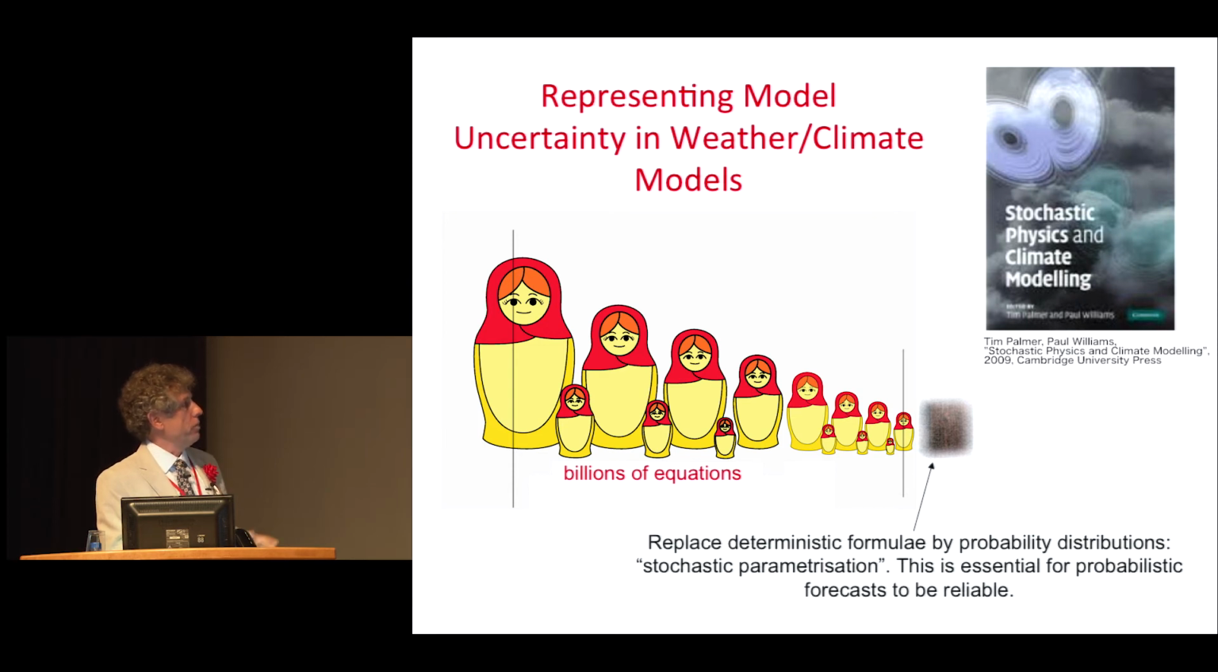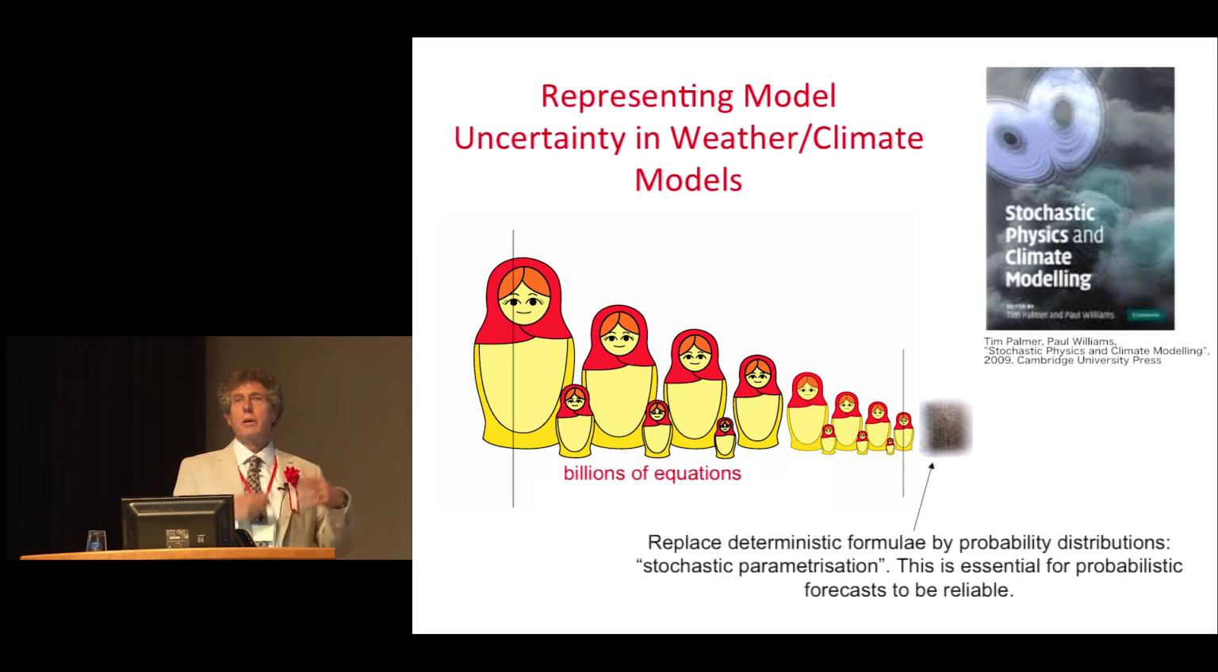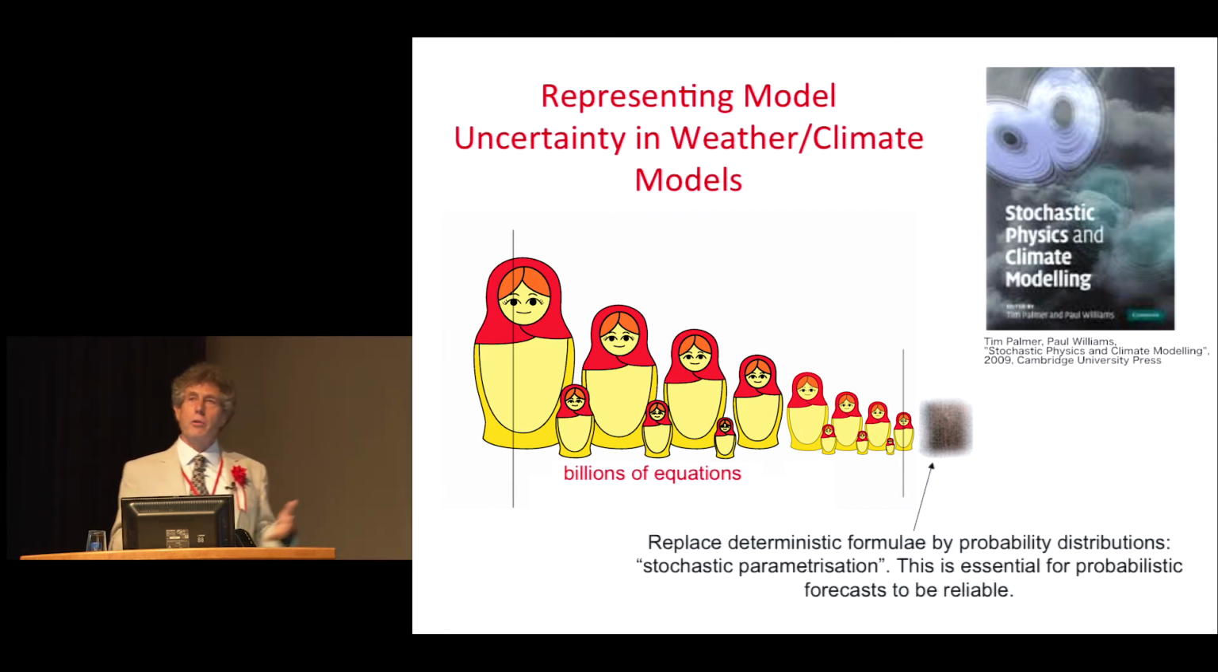And we do this through a process called stochastic parametrization. This basically means replacing these deterministic formulae by probability distributions. So the model itself is now partially probabilistic. And this has been a change, if you like, in the philosophy of developing models.